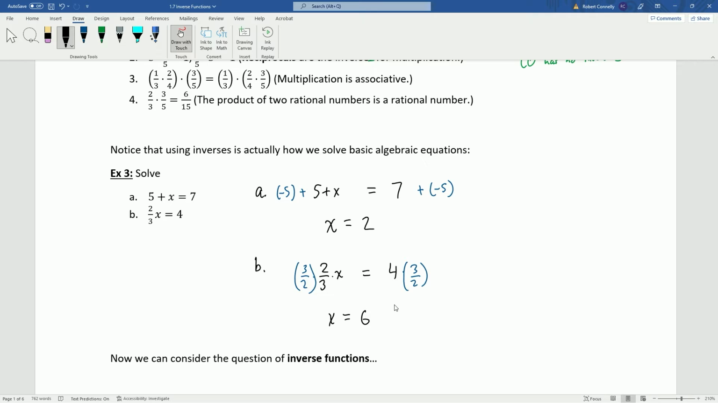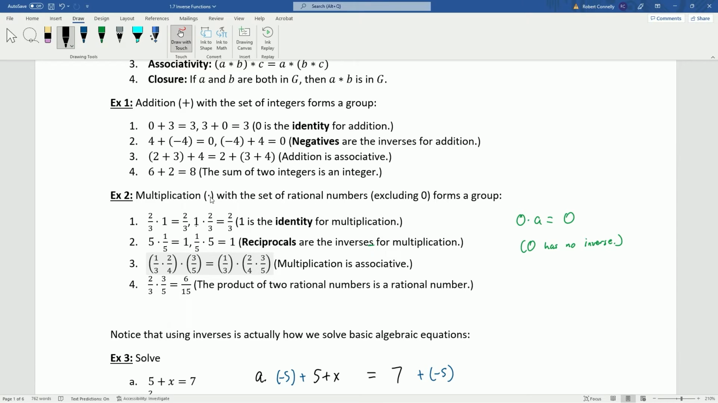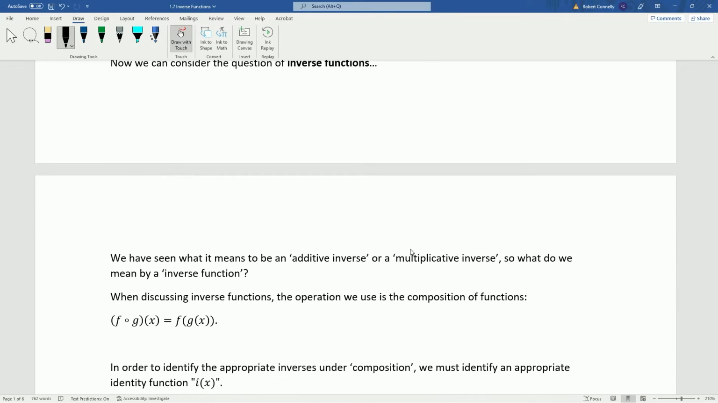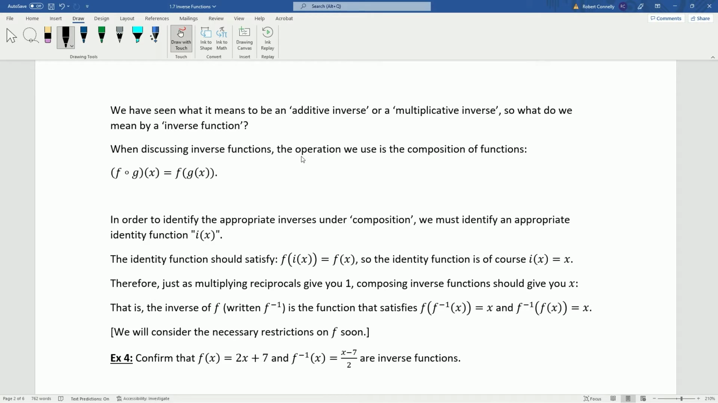So now we want to consider what does it mean for a function to have an inverse. It's not the same type of inverse, so this is the thing to keep in mind. The type of inverse you're dealing with is dependent on the operation that you're working with, as well as the set that you're using that operation on. When we talk about functions, we're not going to use addition or multiplication to define an inverse. Instead, we're going to use composition. So, when discussing inverse functions, the operation we use is the composition of functions, f of g of x.